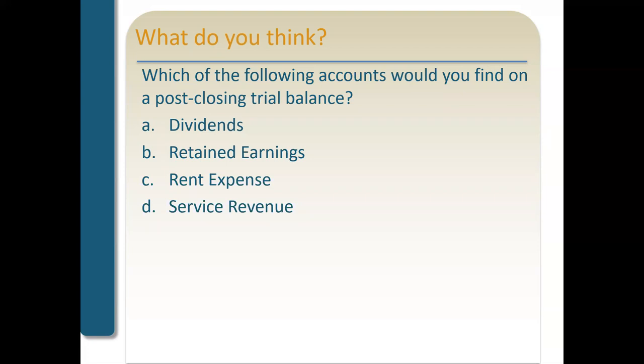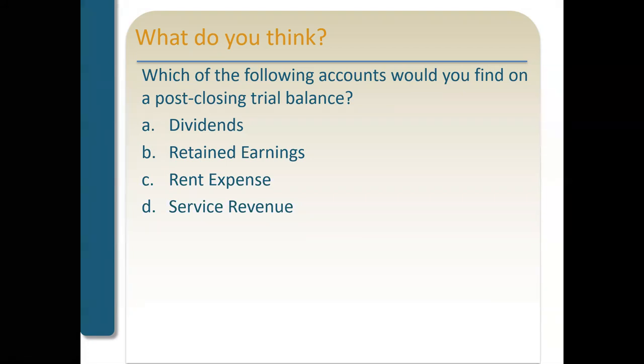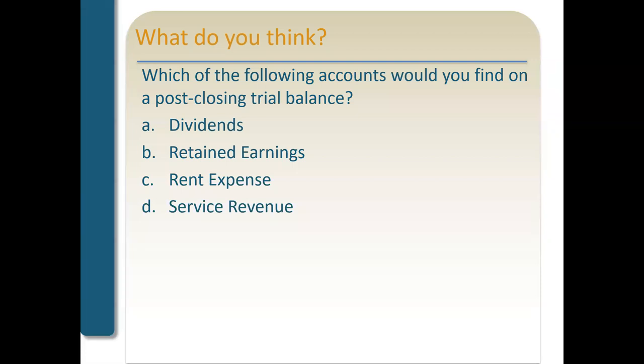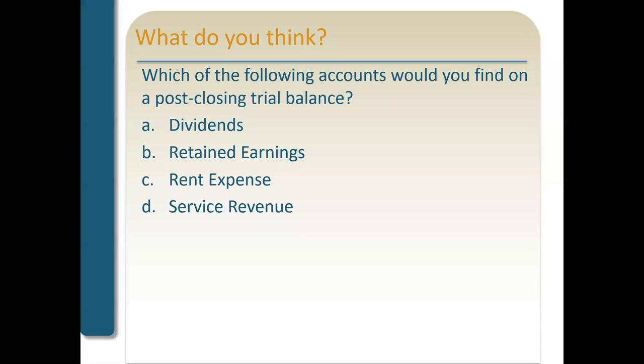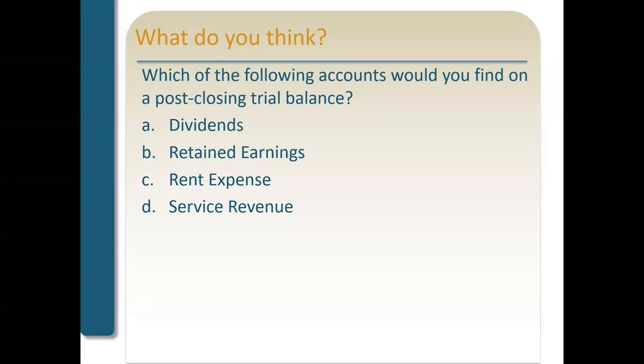Which of the following accounts would you find on a post-closing trial balance? B, it's going to be retained earnings. Dividends, you're not going to have. Expenses, you're not going to have. And revenues, you're not going to have. So you will see retained earnings on a post-closing trial balance.